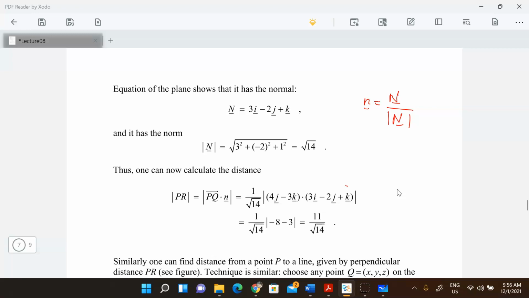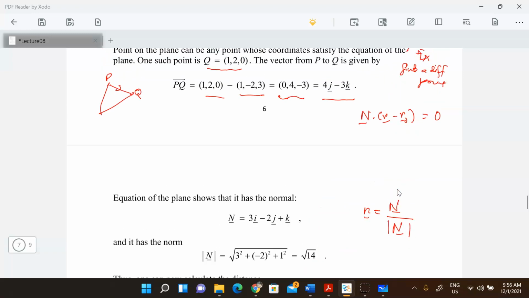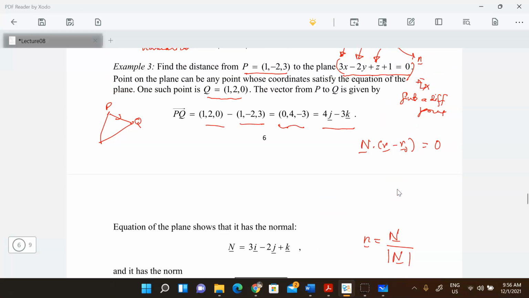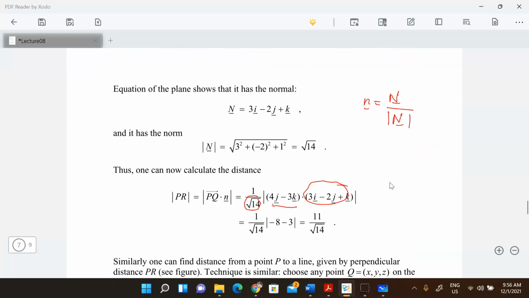Divide by the norm, and take the dot product between PQ and the normal. So this is your PQ; PQ was calculated earlier to be that. And that should give you the distance from that point to the plane.